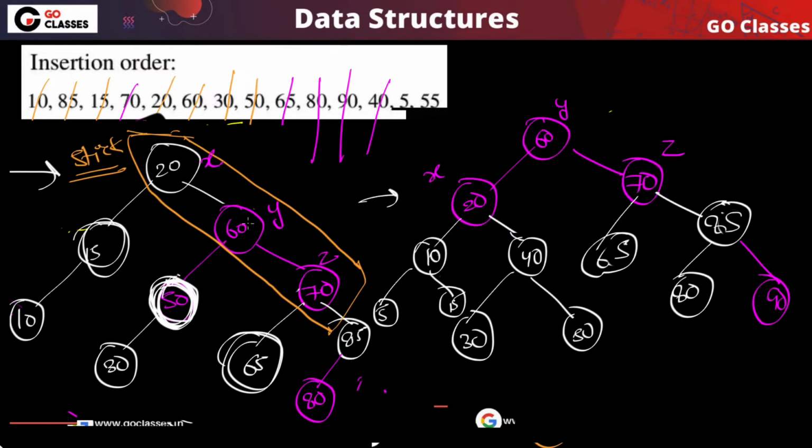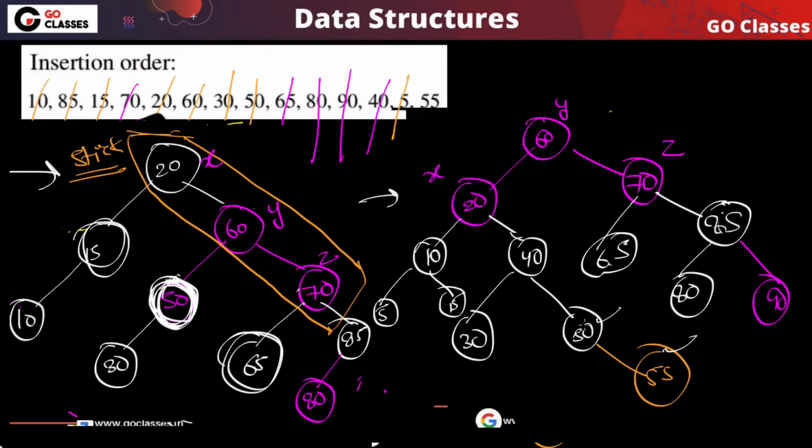Okay, 5 is over, and now 55. So for 55, what you need to do, you go left, go right, and then go right. Now check whether things are balanced. Yes, this is balanced, this is balanced, this is also balanced. 2 minus 1, 1 minus 2 does not matter. So this is balanced. What about 20?